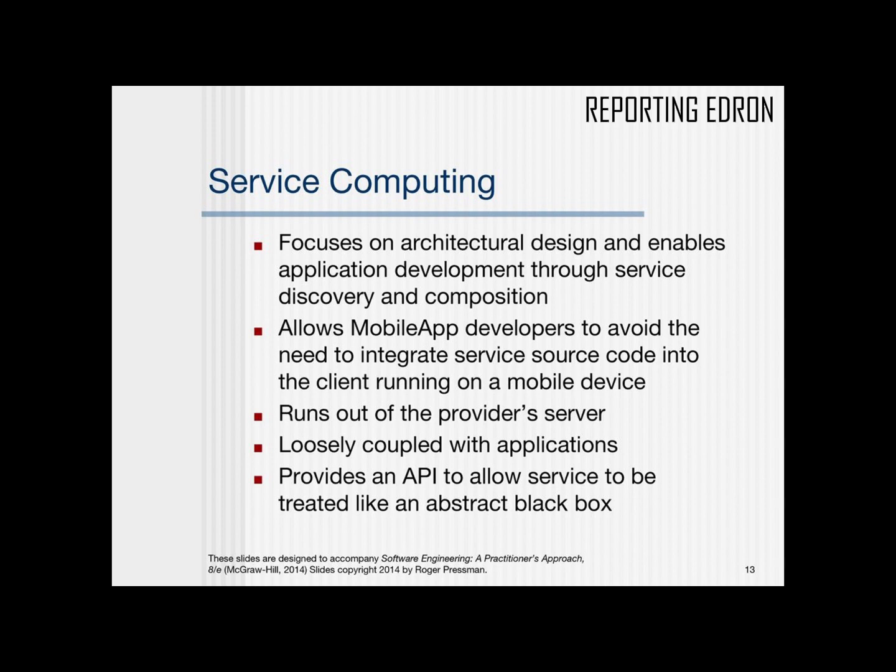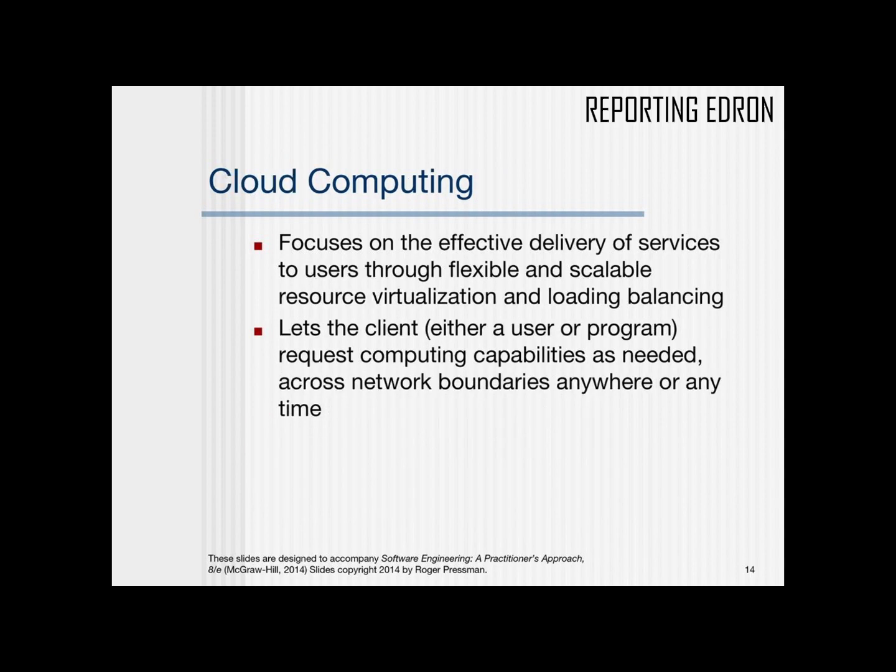Provides an API to allow service to be treated like an abstract black box. It means that the service exposes a well-defined interface through which other systems or components can interact with it. The term black box refers to the idea that the service's internal workings or implementation details are hidden or abstracted away, and users can interact with the service solely through its public API.